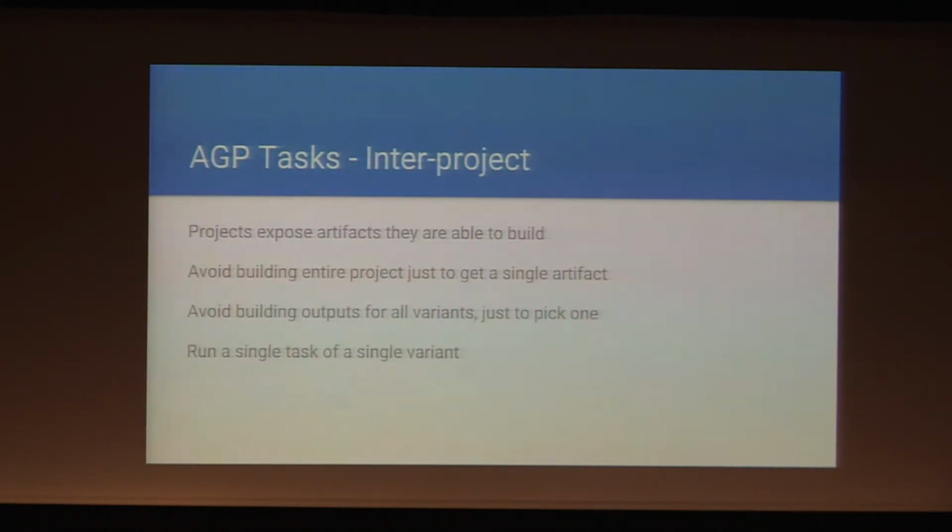But here's the interesting part. How do we deal with inter-project dependencies? Basically, every project exposes a set of artifacts that they're able to build. And ideally, we would like to avoid building an entire project just to get a single artifact. So if an application depends on a library, we would like to avoid executing assemble on the library project. We would also like to avoid building all the different versions of some artifacts. So we would like to avoid building both the debug and release AndroidManifest.xml of a library if we need only the debug one.